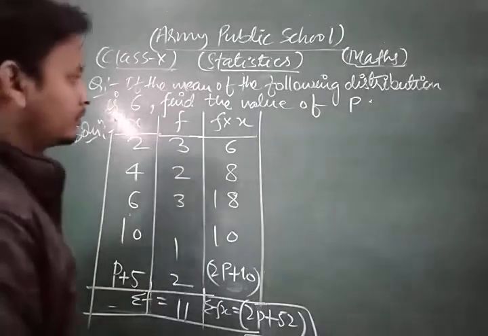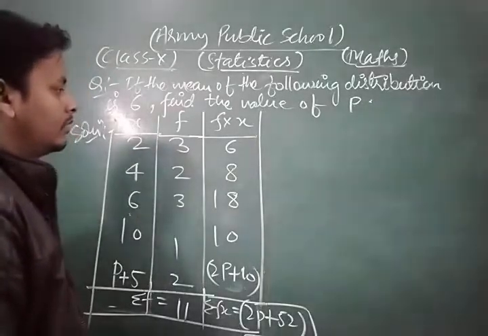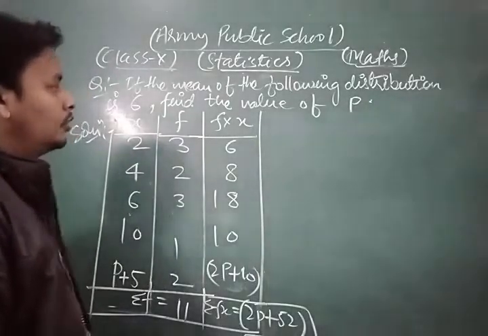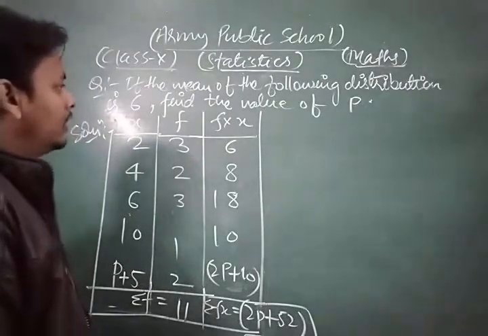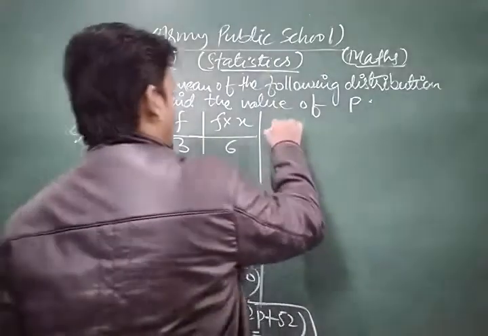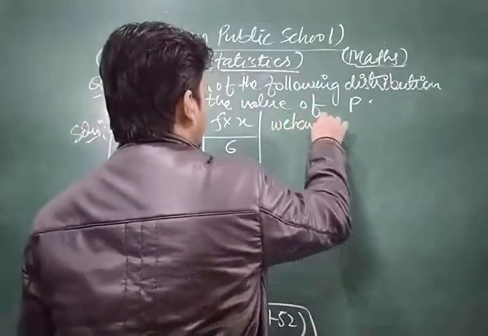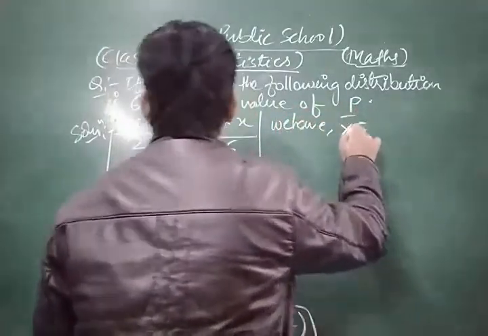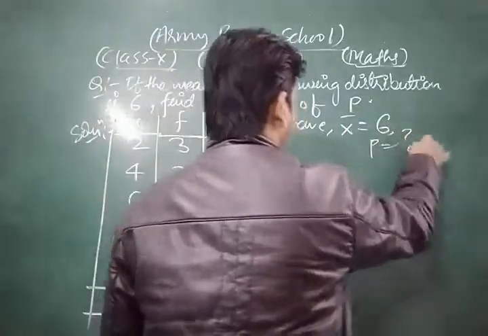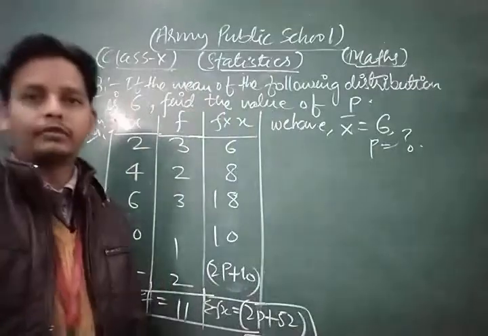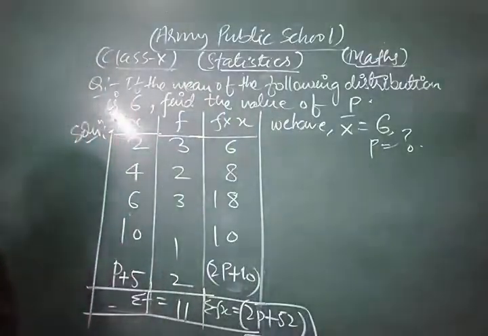Now the mean of the given distribution is already given in the question, which is 6. From the question we have the mean of the given distribution as 6, and we have to find the value of p.